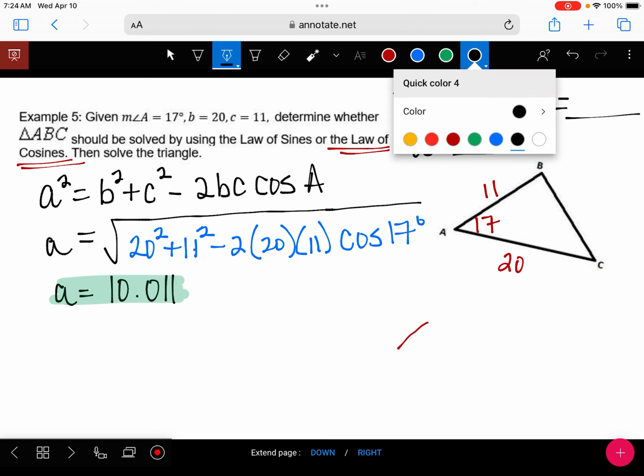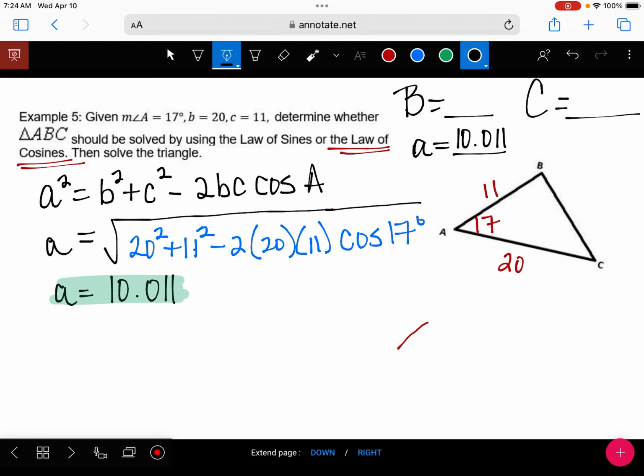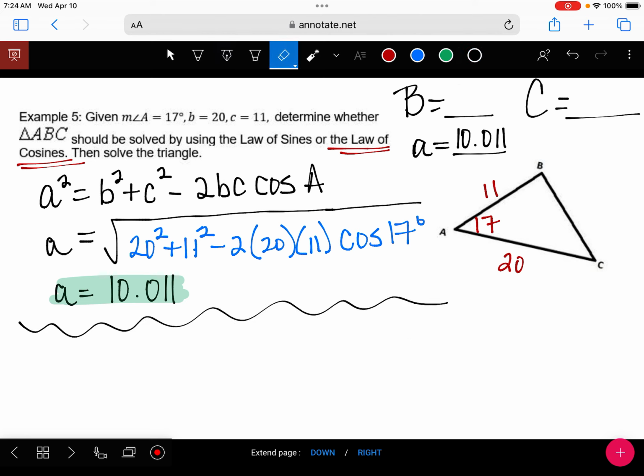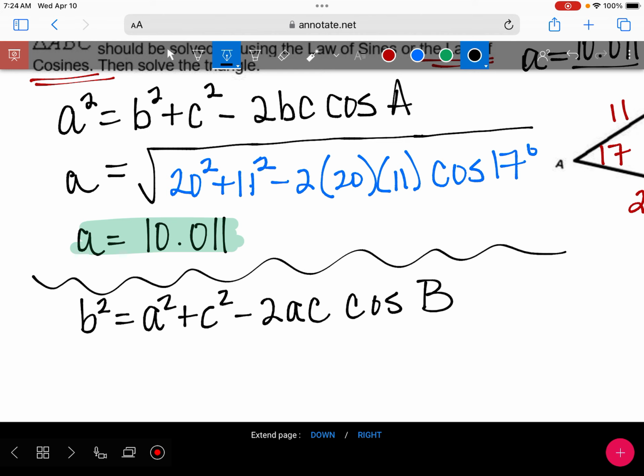So now I'm going to find angle B. For the law of cosines, if I'm trying to find angle B, I am going to arrange my law of cosines differently. I'm going to start with little b. So it would be little b squared equals the other two sides squared minus 2ac times the cosine of B.